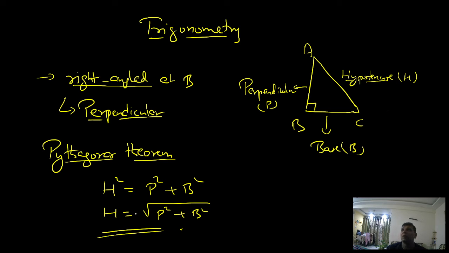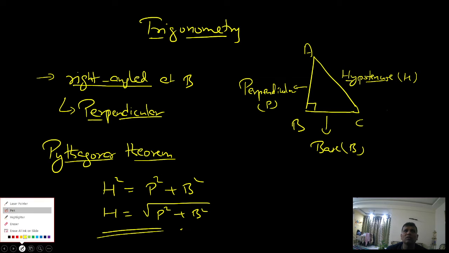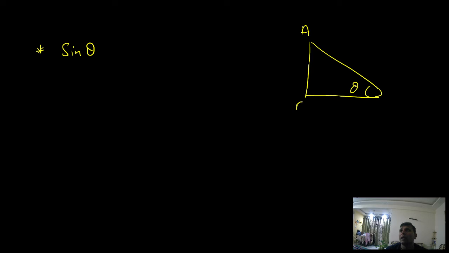Now let me first of all give you the formulas of all the ratios. There are a total of 6 ratios that will be used here. First of all, we have got sine theta. I am taking a general triangle and I am mentioning theta at this point. This is my theta. So we have got A, B, C. It is right angle at point B once again. So sine theta is basically referred to as perpendicular by hypotenuse.